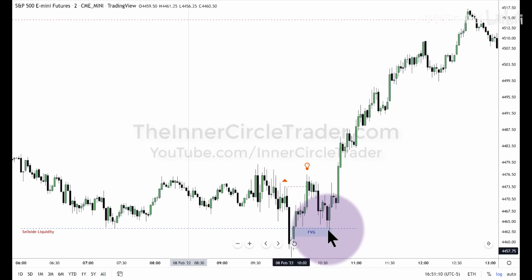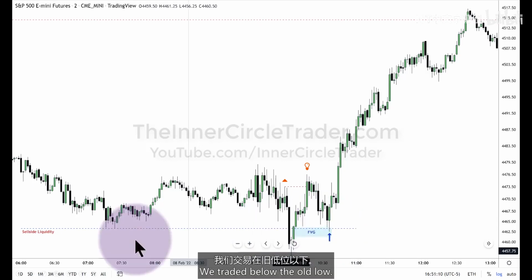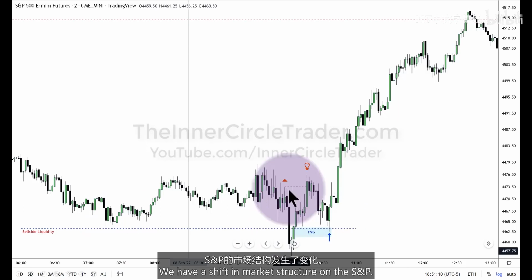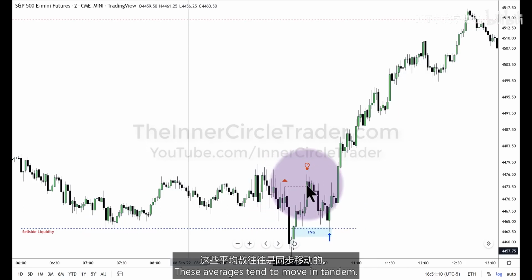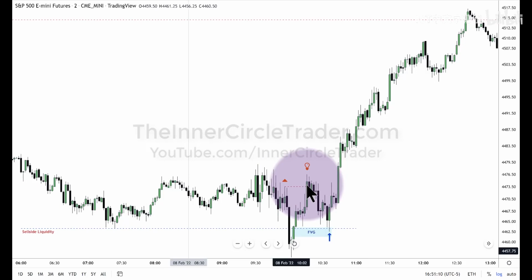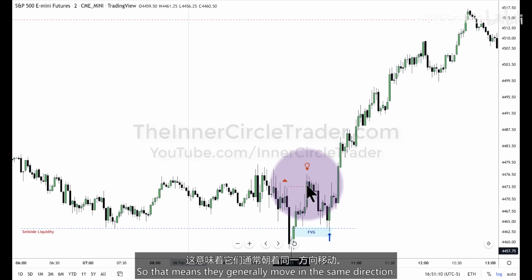Now, compare that with this fair value gap in the S&P. We traded below the old low. We took sell side out. We have a shift in market structure on the S&P. These averages tend to move in tandem. So that means they generally move in the same direction.